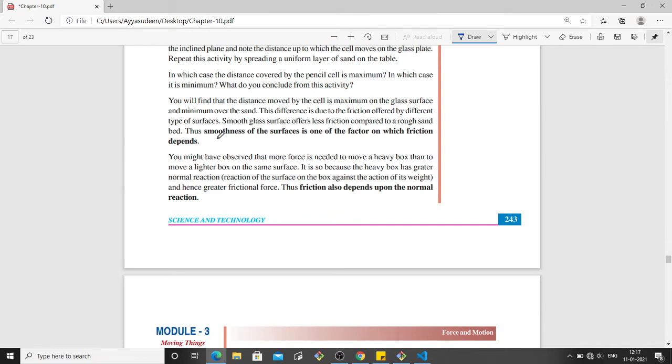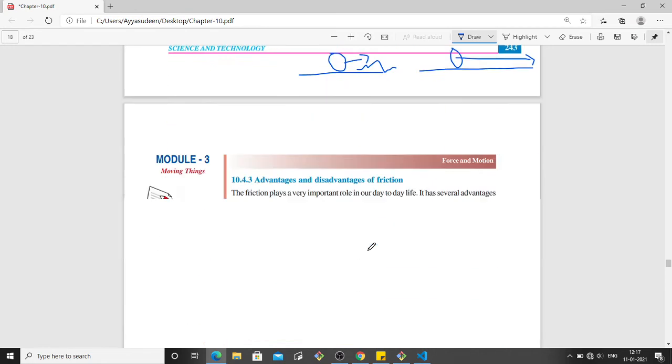For example, the smoothness of the surface is one of the factors on which friction depends. Say there is a smooth surface, and then a rough surface. If you apply the same force on the same object, on the rough surface the ball will stop early, but on the smooth surface it will go a little farther than on the rough surface. So that you have to remember.